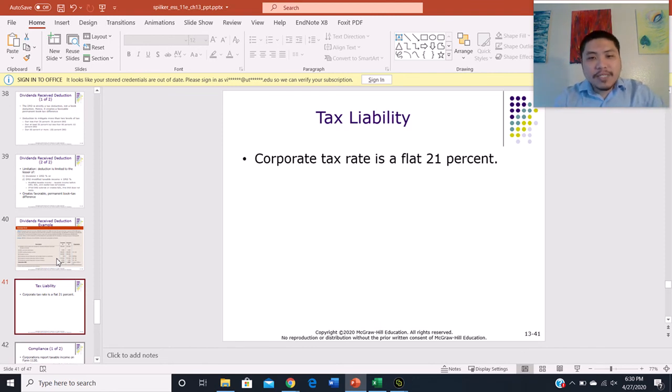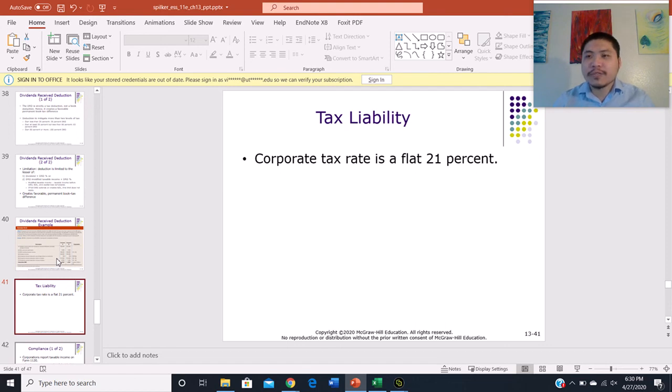So, tax liabilities. For corporate tax, it's a flat rate tax. As of right now, it's 21%, and it doesn't really matter. Unlike individual taxation, where we have an ordinary tax rate and a long-term capital gains tax rate, for corporate tax everything is taxed at 21%.